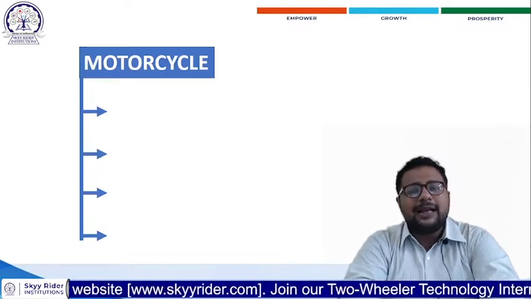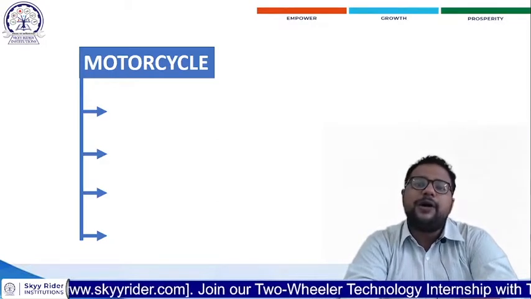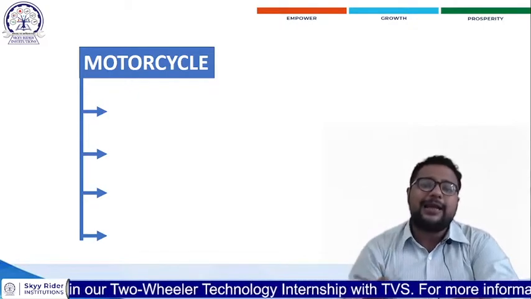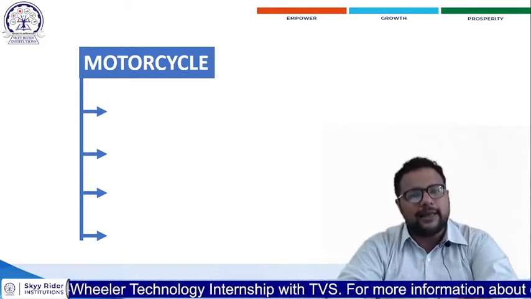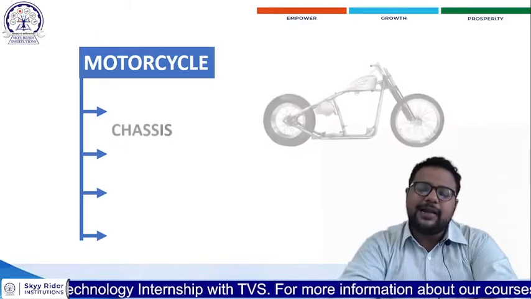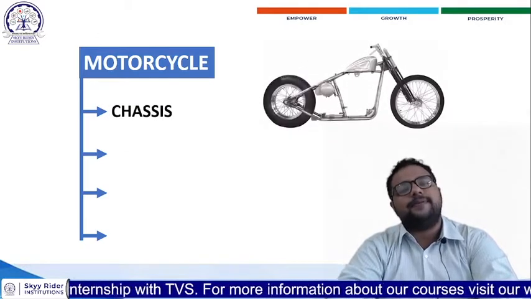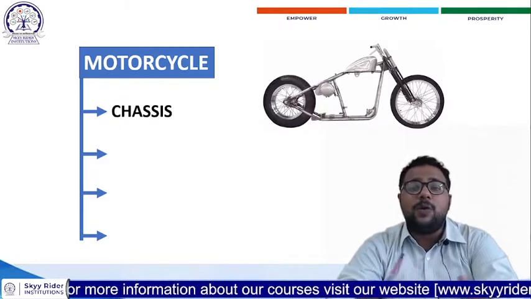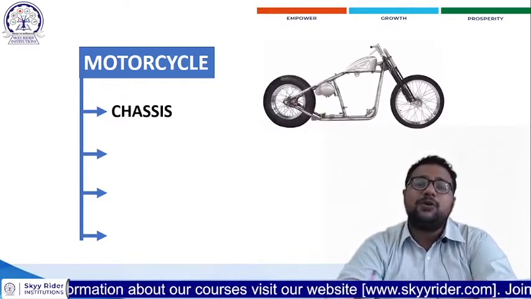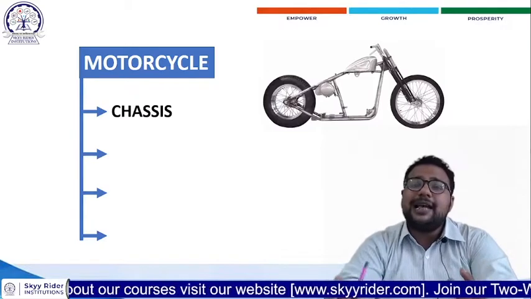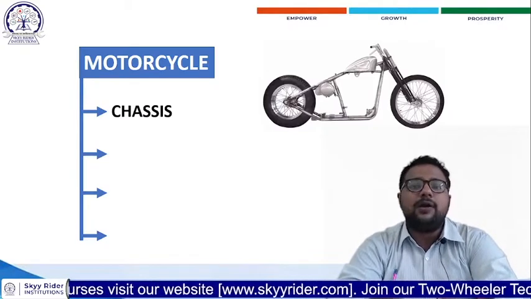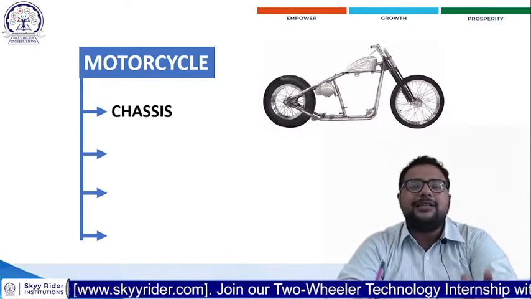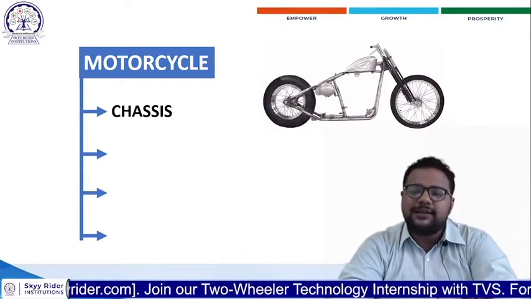Motorcycles are basically classified into four categories. If we divide a motorcycle, there are basically four categories into which it is classified. The first category is called chassis. The chassis is the part of your motorcycle system which gives stability and support to your system. Without a chassis, your vehicle will not be able to run on the ground. So you can say the chassis of a motorcycle is the base structure of the motorcycle system.